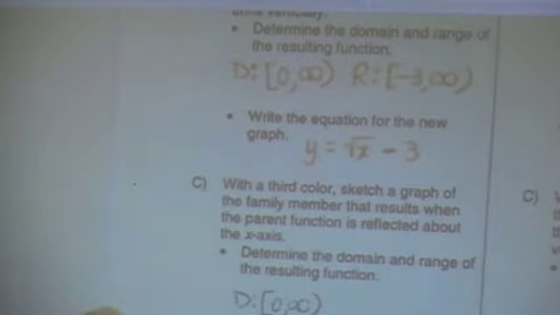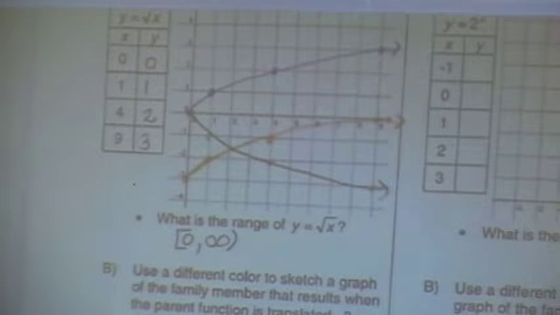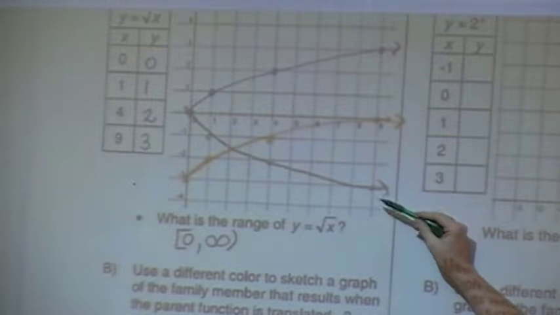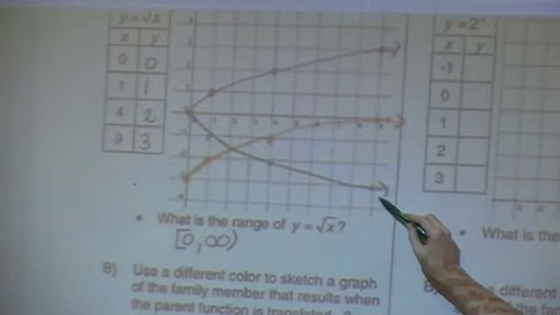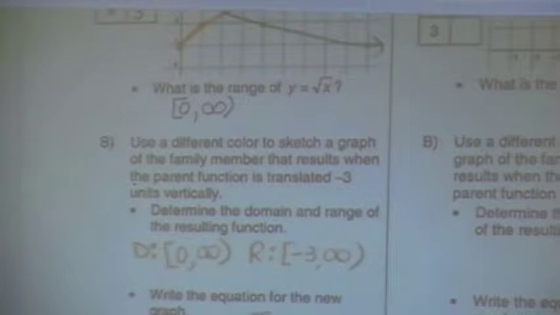But we did change the range. If you look at the graph on this one, I think it makes it a little easier to see. Always when you do range, you ask yourself, how far down is this graph going to go? So I'm looking at the one that's in green. How far down is this graph going to go? Negative infinity. So that's how you start.